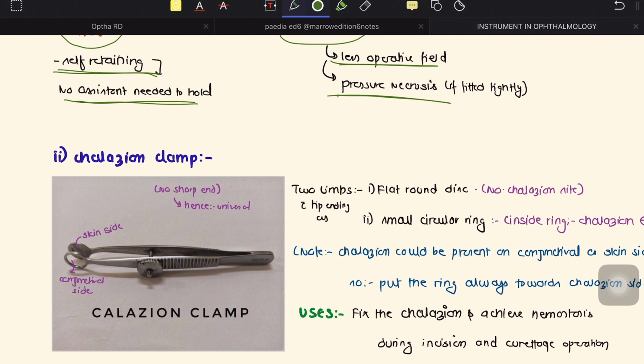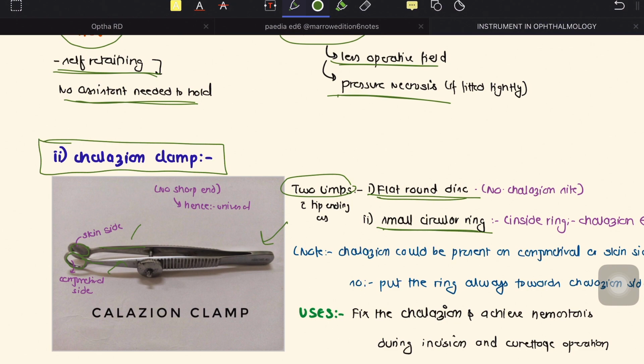The next instrument is a Collagen clamp. I hope you have seen this clamp in your wards and your OPDs. It is very commonly used in ophthalmologic surgery, especially during incision and curettage of a Collagen. It has two limbs. As you can see, it has a handle and two limbs. One limb terminates in the form of a plate and the other limb terminates in the form of a ring. It has a flat round disc on one side and a small circular ring on the other side.